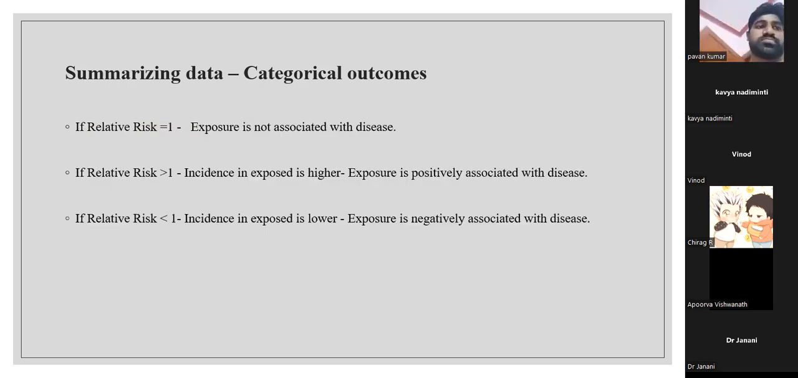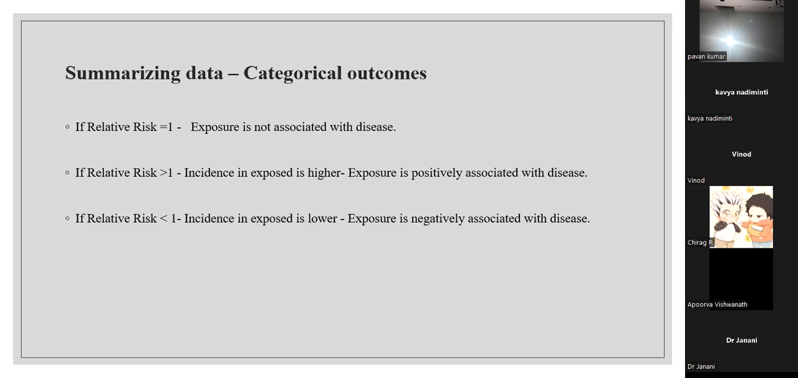If the relative risk is 1, the exposure is not associated with disease. If it is more than 1, exposure is positively associated with the disease. And if it is less than 1, the exposure is negatively associated with the disease. What is the meaning of that? Negatively associated with the disease means what?